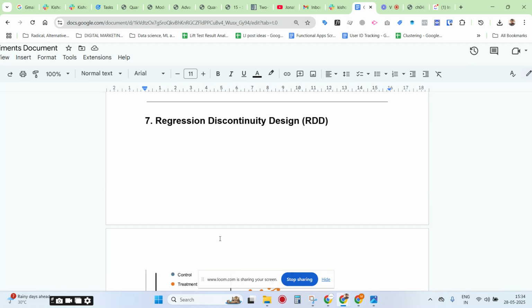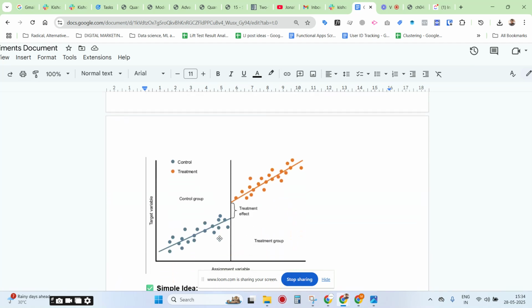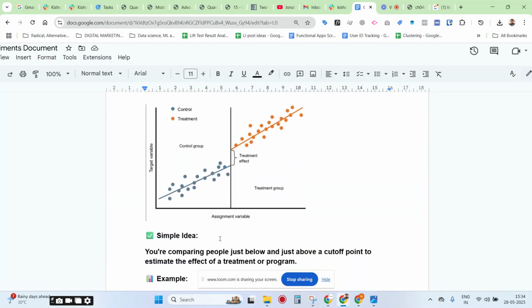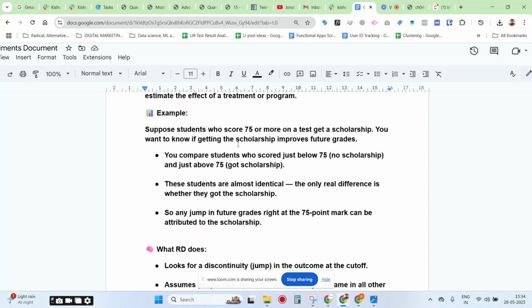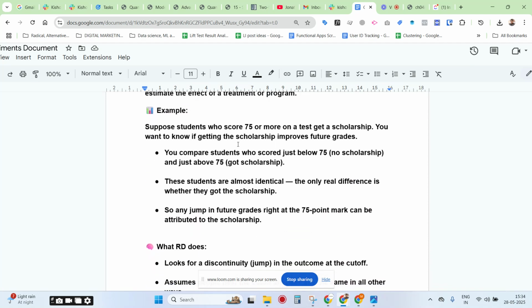Now you have another one which is called the regression discontinuity design. Again, a causal inference method. Again, a very similar kind of graph, like I said. But this time, as you can see, it's slightly different here. There's this gap. This treatment effect is now given by this difference in the line. Once again, you're trying to compare people just above and below a cutoff point to estimate the effect of an intervention. Okay, so as you can see here, there was an intervention, and then it sort of changed trajectory, so to speak. Now here's a very simple example, and you can easily apply this principle in a marketing context.